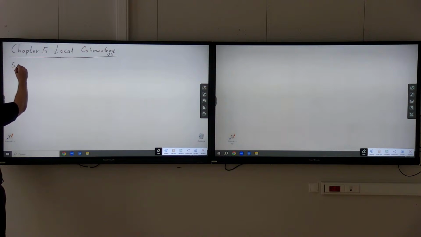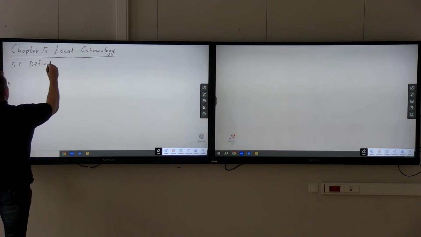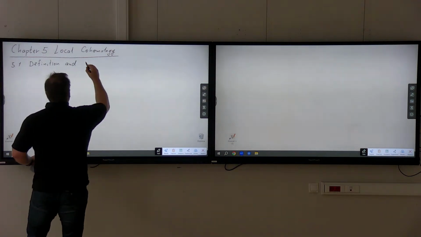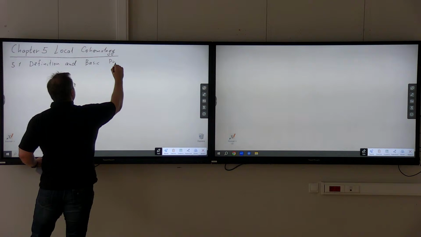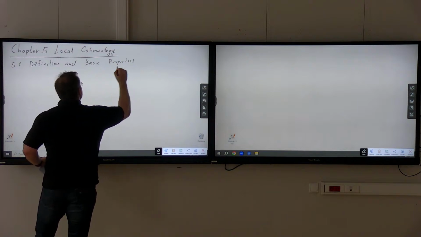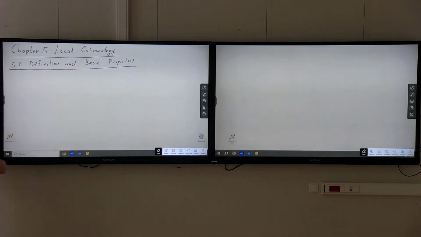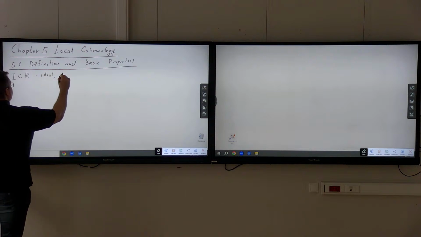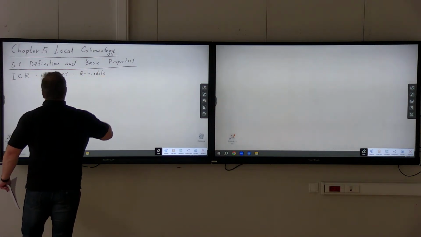So in the first section, we'll just look at the definition and some formal or basic properties. The first steps are quite trivial, just kind of formality, but then in the later sections it becomes a little bit more interesting. So we have an ideal, so I is an ideal in some ring R, and M is an R-module. This is the data we're going to use.